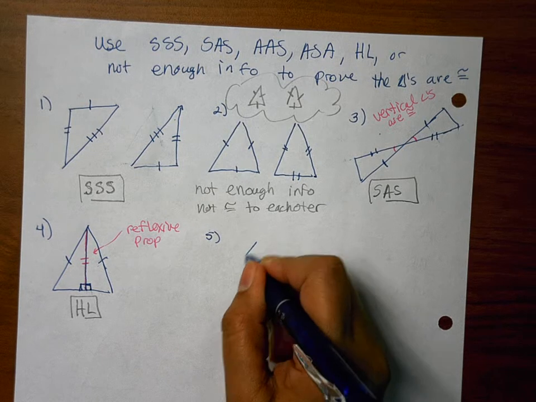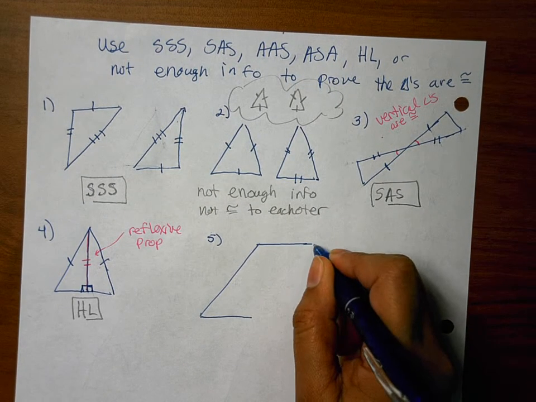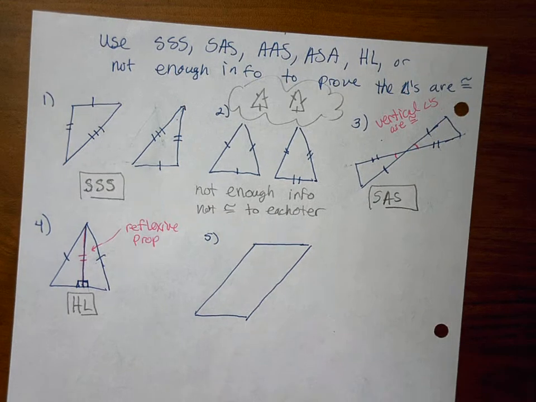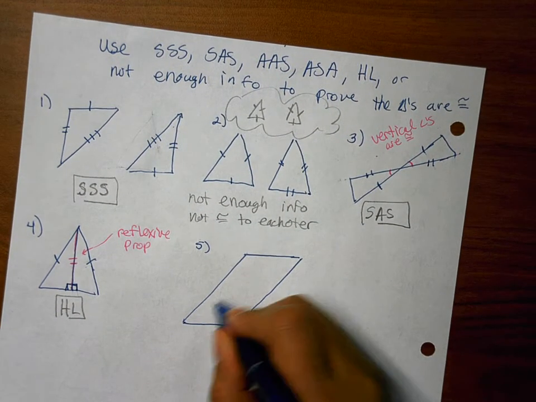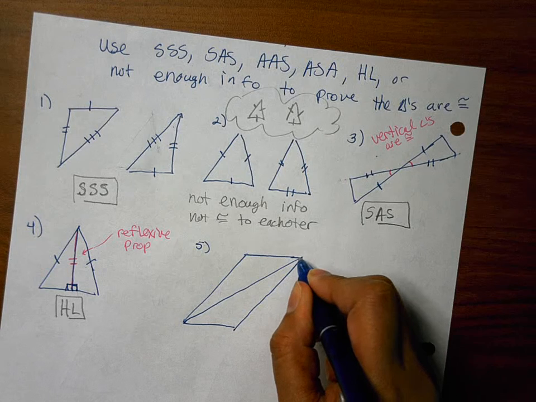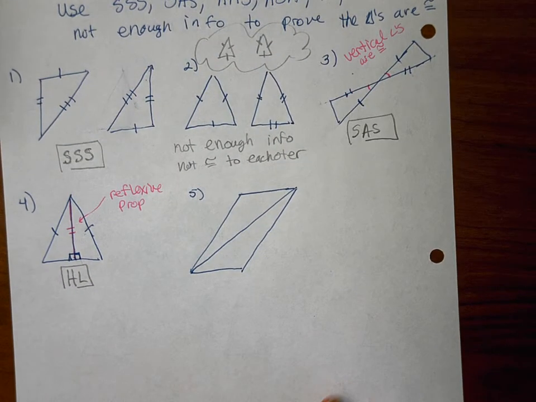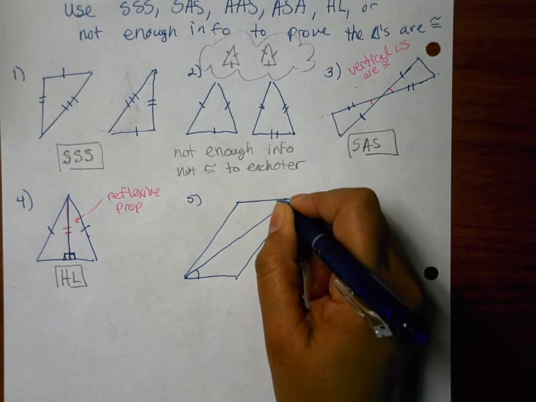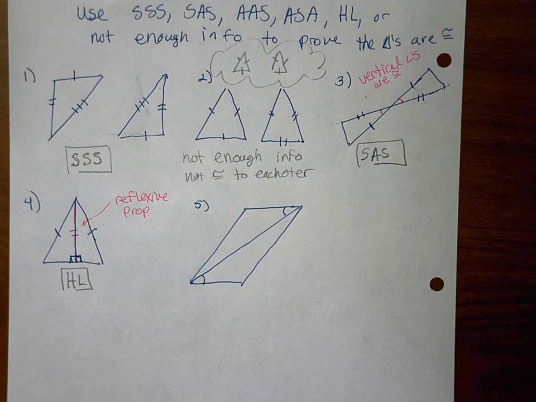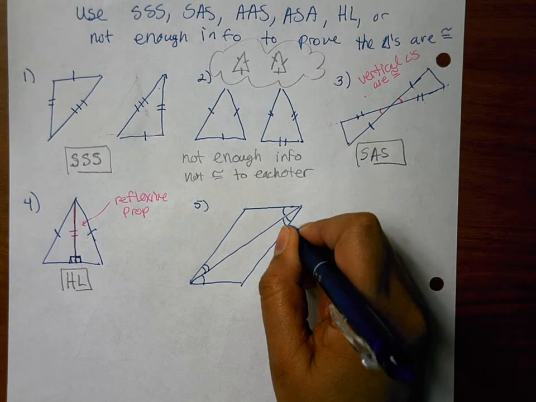Okay, number 5, we're going to draw this parallelogram looking image. Then we're going to draw a diagonal from one corner to the other. Then I'm going to give you angle markings. One at the bottom right and one at the top left, or it's easier to just look. And then 2 here and 2 there.